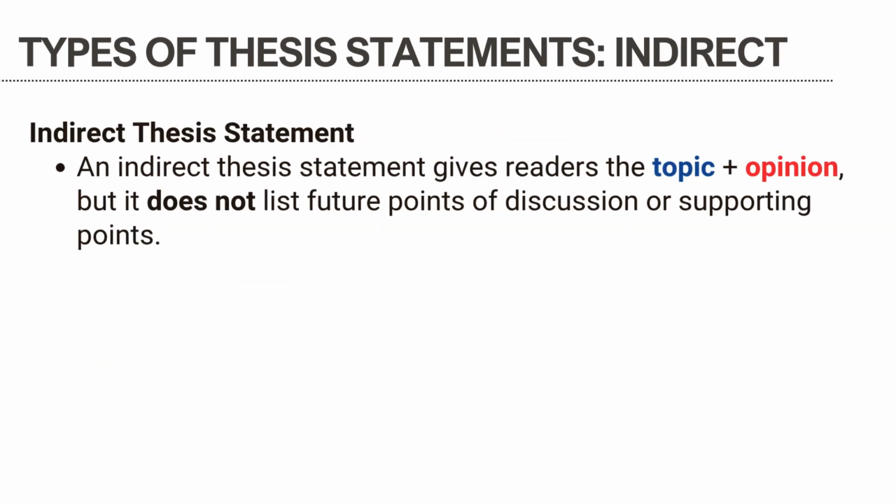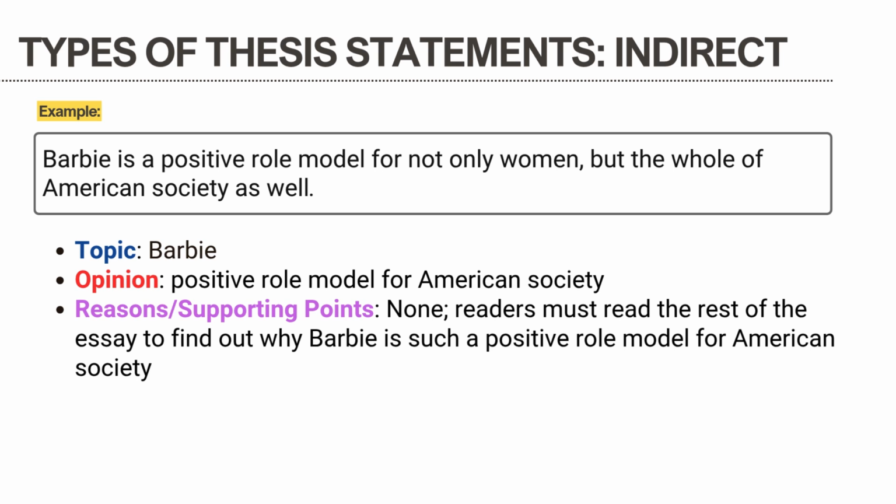So the next type of thesis statement is an indirect thesis statement, or sometimes we call it an implicit thesis statement. All this does is you give topic and opinion, but you don't include any supporting reasons. So for example, Barbie is a positive role model for not only women, but the whole of American society as well. Our topic is Barbie. Our opinion is that she's a positive role model for American society, and supporting reasons, none. The reader has to read the rest of the essay to find out why Barbie is a positive role model.